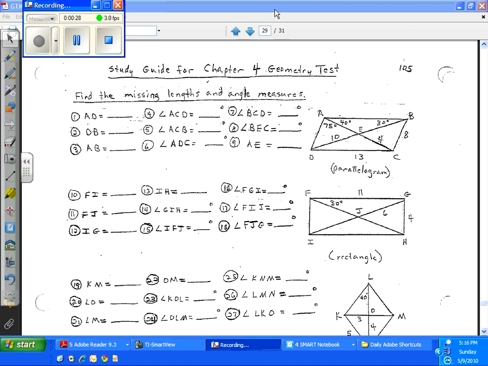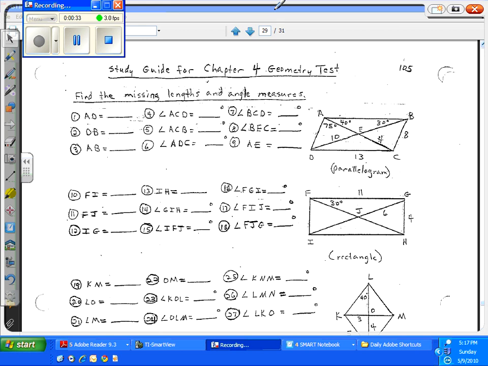So we're going to go through the properties of all parallelograms. A parallelogram is a quadrilateral having both pairs of opposite sides parallel. A parallelogram is a quadrilateral with both pairs of opposite sides parallel. Knowing that those are parallel, then we know that alternate interior angles are equal.